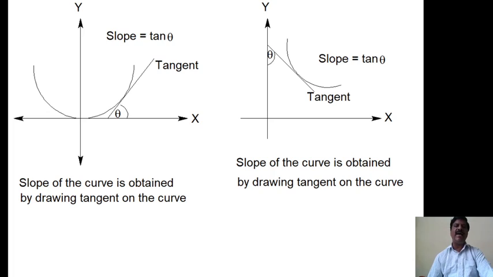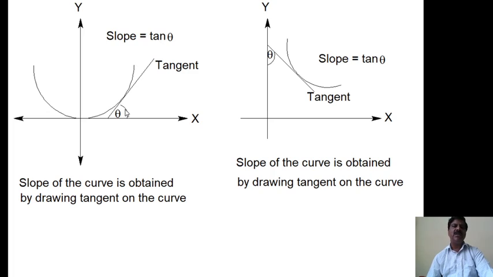A tangent is a straight line which touches the curve at a single point. Extending that tangent line, we get the theta value, and the slope of that tangent is equal to the slope of the curve, which is tan theta.